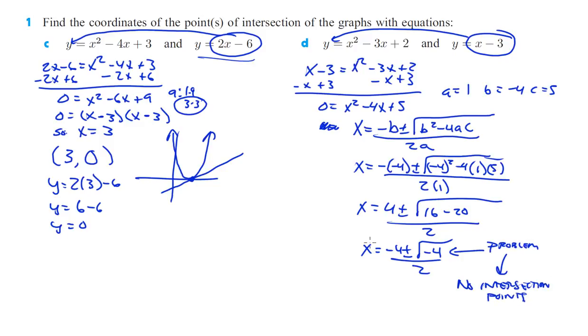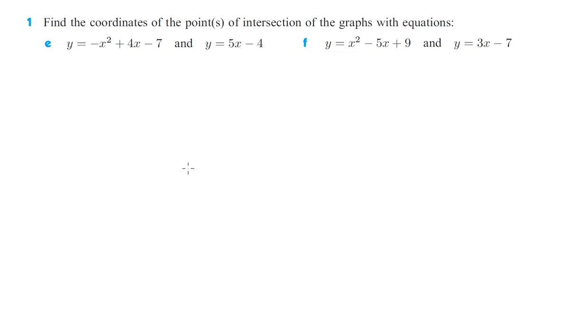Okay, so that means that these two graphs here, so let's say here's our parabola and then here's our line, they're not going to intersect at all. Okay? Let's take a look at the next one, number 1. Find the coordinates of the points of intersection of the graphs with these equations here.